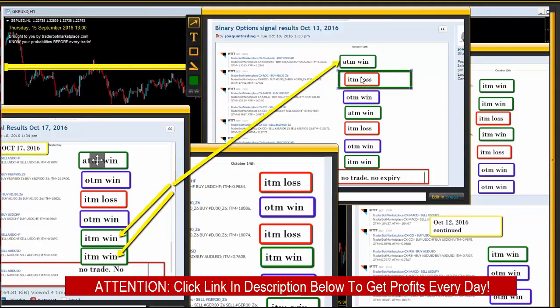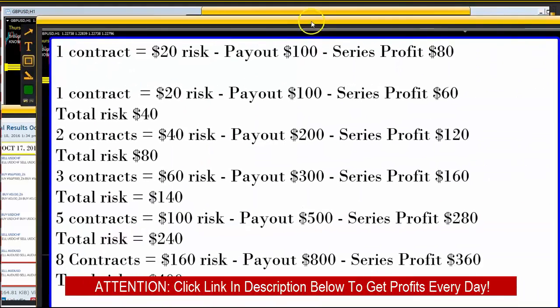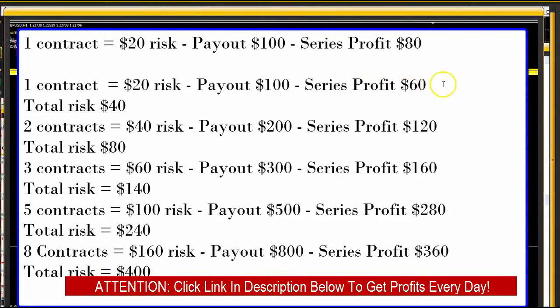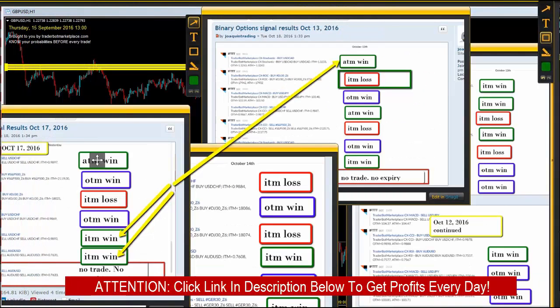On that next trade right here, start. Now you lost 20 bucks and you won on the next trade. So what is your overall win between the 2 trades? It's $60 between the 2 trades. You risked 1, lost it, risked 2, risked another one here, and you got a payout of $100 for a total profit of $60.